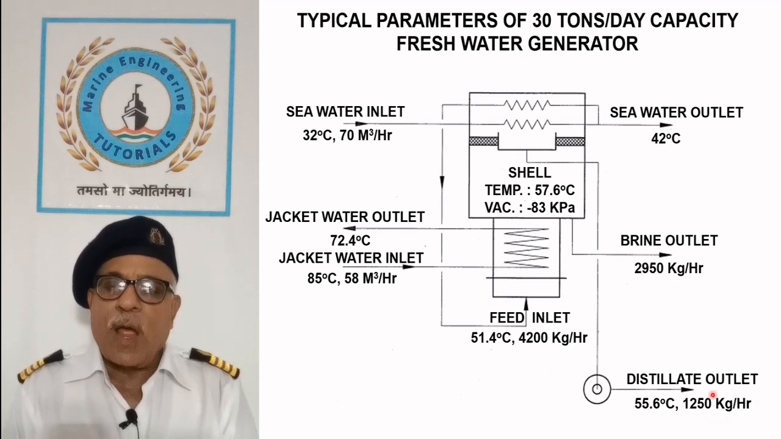1250 kg per hour of distillate at temperature of 55.6 degrees Celsius is discharged from the freshwater generator. This completes the study of shell and tube type freshwater generator.